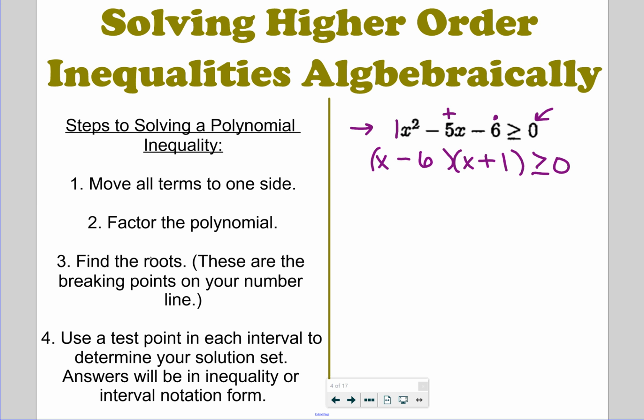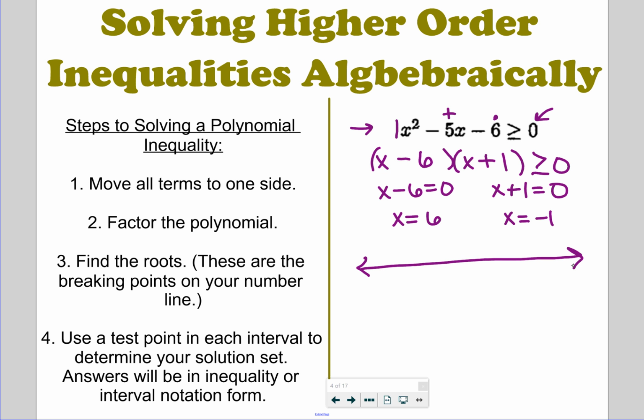Then we're going to find the roots. So roots are what we've done before, where we use our zero product property. We set each of our factors equal to 0 and we solve. We get 6 and -1 in this case. Instead of those being actual solutions here now, because instead of wanting to know when this function is equal to 0, we want to know when it's greater than or equal to 0, we're going to, instead of calling these roots, we're going to call them breaking points. And we're going to use them to divide up our number line into segments.